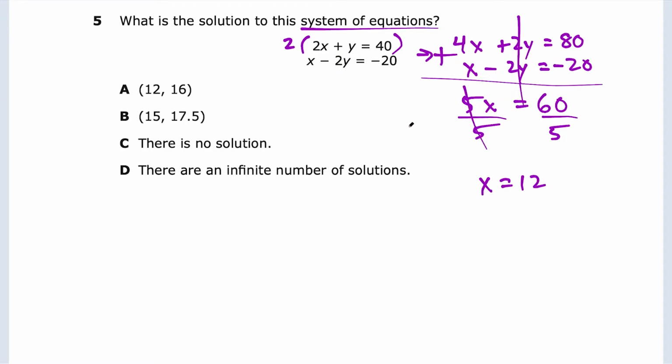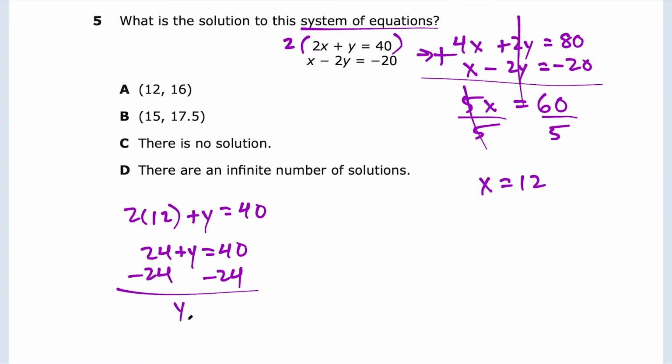So then what you're going to do with this information is plug it back into any one of the originals, and it should tell you the answer. So we have 2 times, and then x is equal to 12, plus y is equal to 40. And now this is going to give us 24 plus y is equal to 40. Subtract 24 on both sides, and you're going to have y equals 16 after this cancels out.